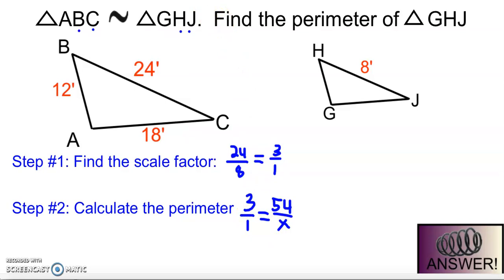And then all I need to do to solve this is cross multiply. So 3 times x is 3x, and 54 times 1 is 54. So I've got 3x equals 54. And then to solve this, I need to divide by 3. So 54 divided by 3 is 18. So the perimeter of the small triangle is 18 feet.